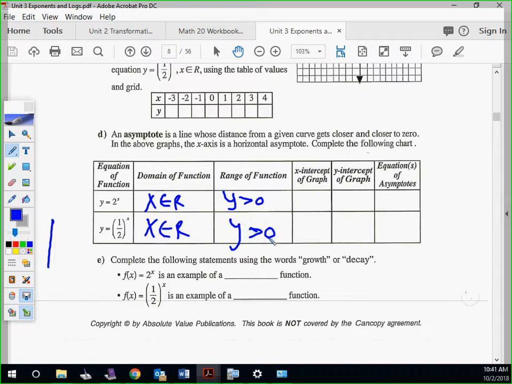Okay, x ∈ ℝ, x ∈ ℝ, y greater than 0, y greater than 0. Good. Was there any x-intercepts then? No, because y can't be 0, so there can't be an x-intercept. So that's none, none. The y-intercepts, they have the same one. What was the y-intercept? It was 1.